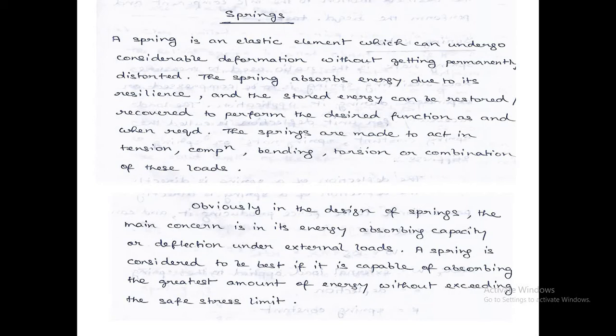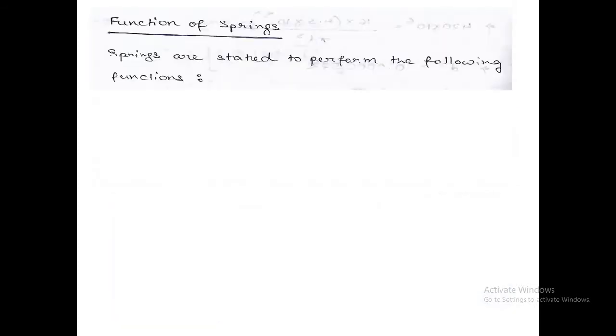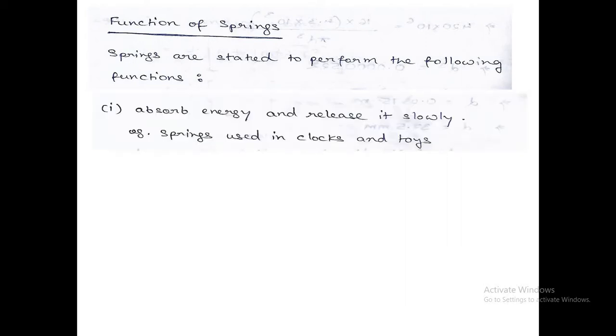A spring is considered to be best if it is capable of absorbing the greatest amount of energy without exceeding the safe stress limit. Next, we come to the function of springs. Springs are stated to perform the following functions. Number one, absorb energy and release it slowly. For example, springs used in clocks and toys.